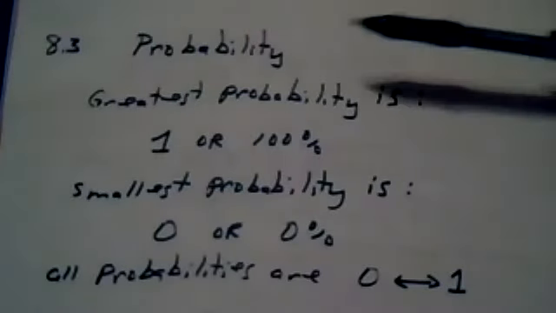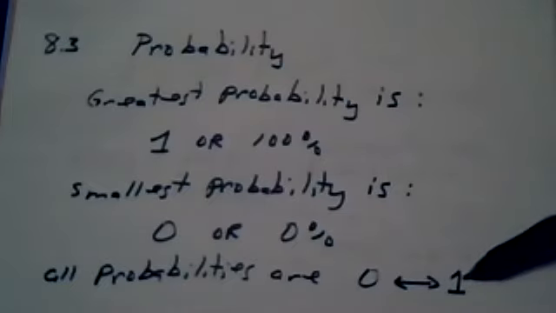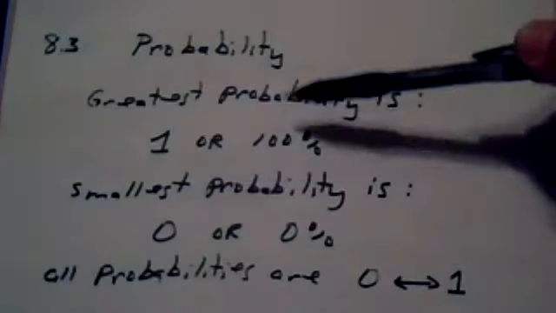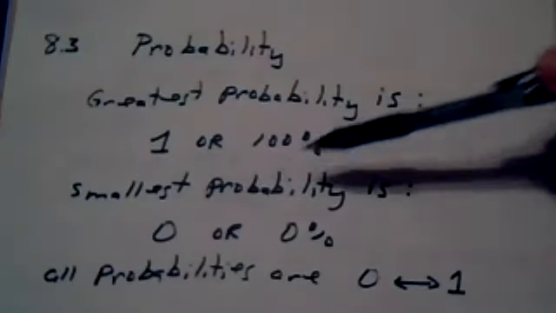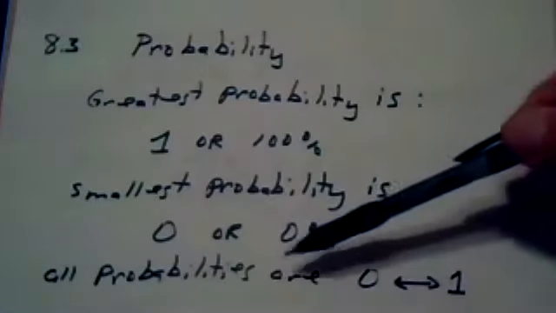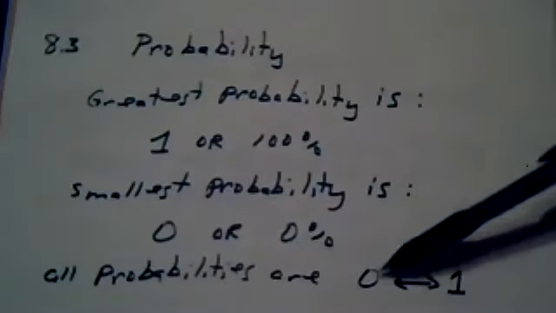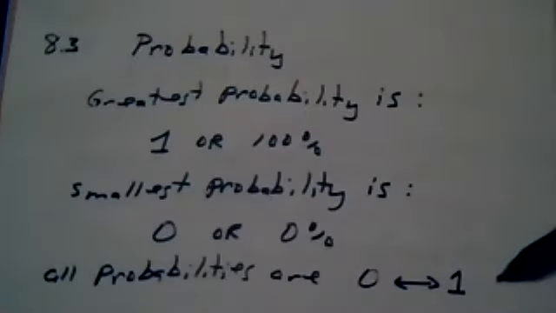Probability can only go from 0 to 1. The greatest probability is 1, or in percent form, it's 100%. The smallest probability is 0, or 0% in percent. All probabilities should fall within 0 and 1. We cannot go below 0. We cannot go above 1.